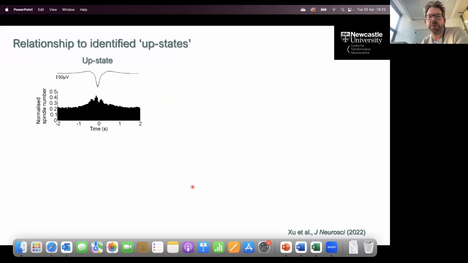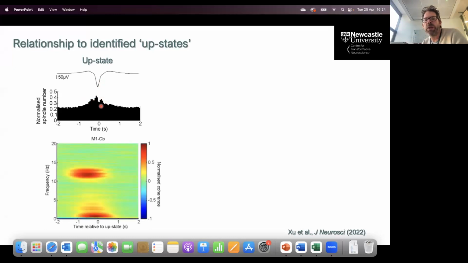And that's when spindles tend to occur. And so we used some of the techniques that have been validated for human depth EEG recording to identify our upstates from slow oscillations in the neocortical field potential. And we also identified our spindles using the standard human definitions of what counts as a spindle. And we found that indeed the spindles did cluster around the neocortical upstates, which were indicated by a depth negative field potential.